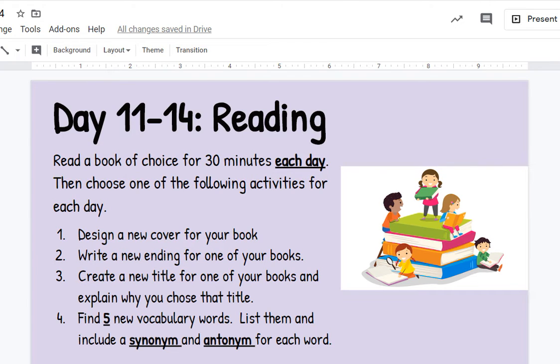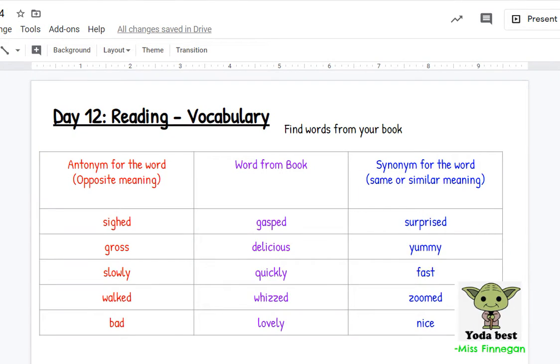Today what I'm going to show you is choosing five new vocabulary words and listing synonyms and antonyms. One of my buddies chose that yesterday, Abby. I'm going to use yours as an example because you did a really awesome job doing that. I'm going to take you over to Abby's slide right now. Abby found these words in her book, and I actually created the table for her.